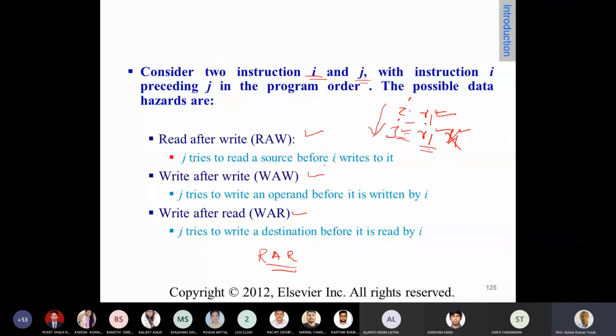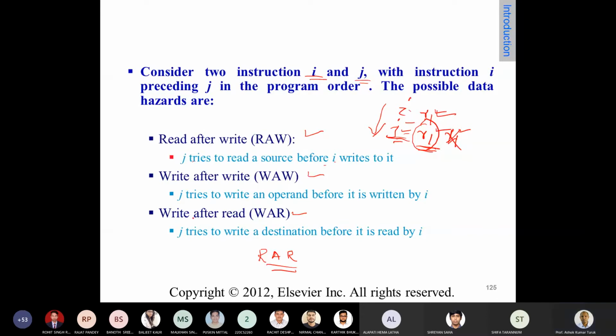Suppose instruction J writes the register R1. After that, instruction I writes to the register R1. Then the value contained in the register R1 is wrong. It should have been the value written by J, not by I. So we call such a hazard a write after write hazard.